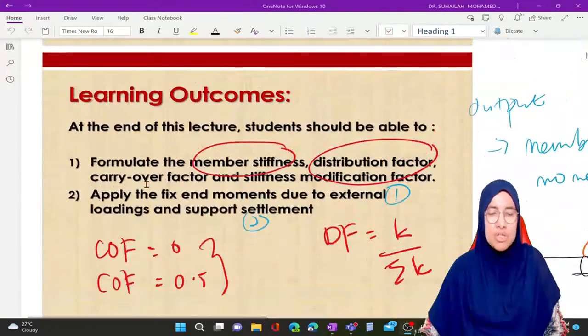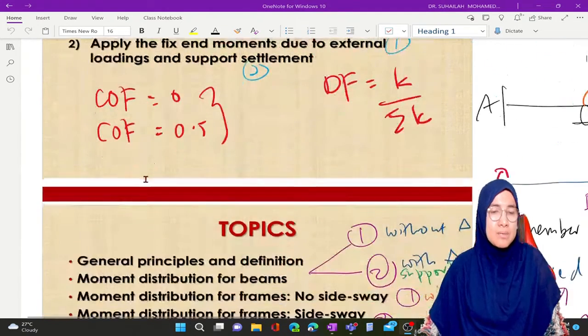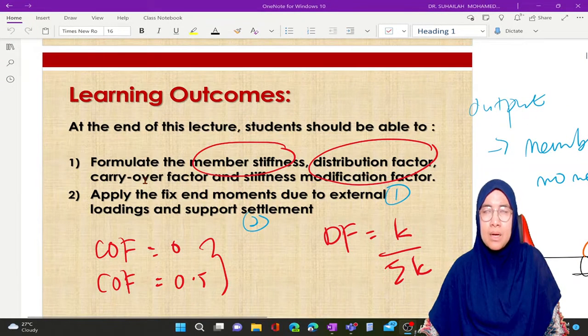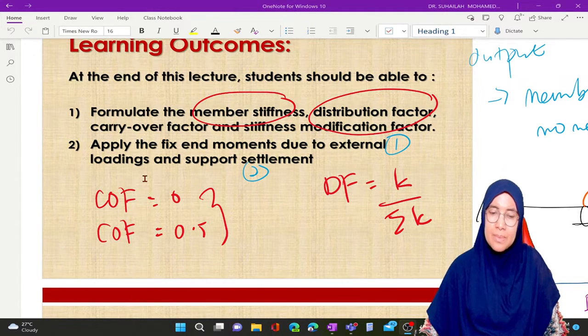Okay, so under moment distribution method, we have to analyze two types of structure. One is beam, another one is frame. So I actually cover beam analysis only. Okay, in moment distribution method, there are some important terms that you need to understand, especially the member stiffness, how from the member stiffness we calculate the distribution factor, because distribution factor is the one that we use in the table to distribute moment. And then we have to understand also the fixed end moment, or fixed end reaction. Okay, fixed end moment.